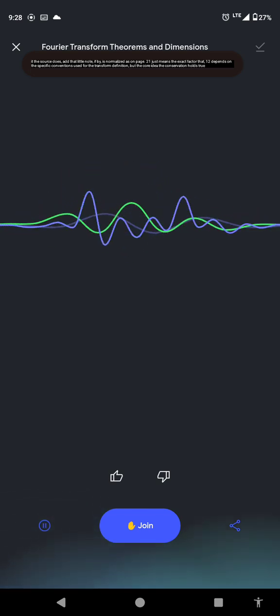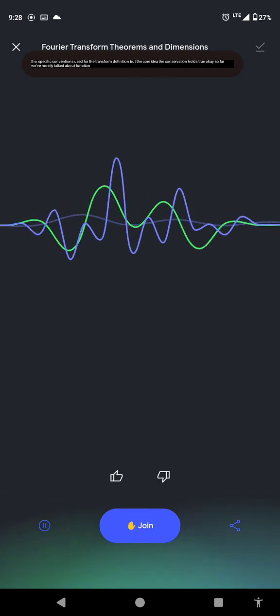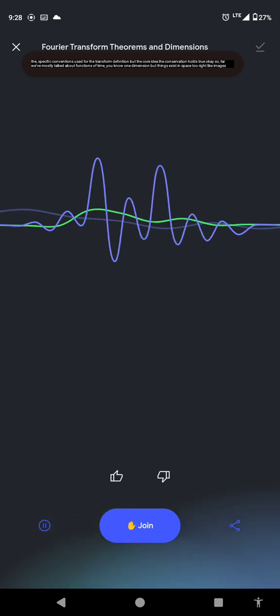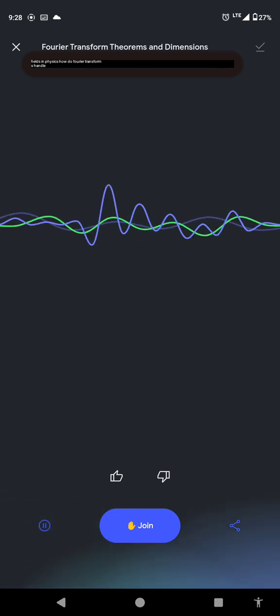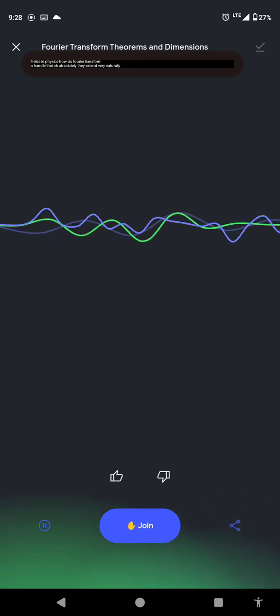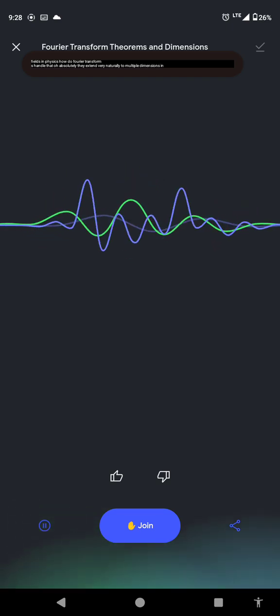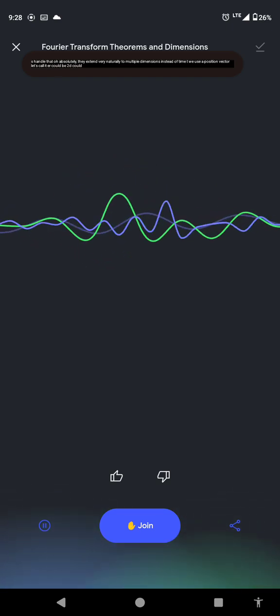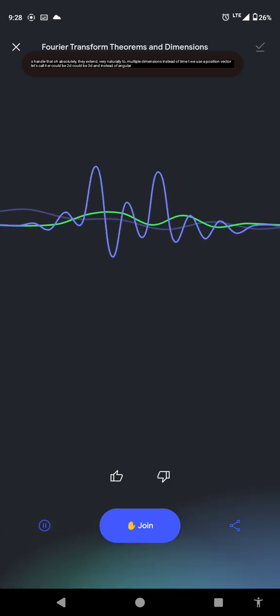Okay, so far we've mostly talked about functions of time, one dimension, but things exist in space too, right? Like images, fields, and physics. How do Fourier transforms handle that? Oh, absolutely. They extend very naturally to multiple dimensions. Instead of time t, we use a position vector, let's call it r. Could be 2D, could be 3D. And instead of angular frequency, we use a wave vector, k.